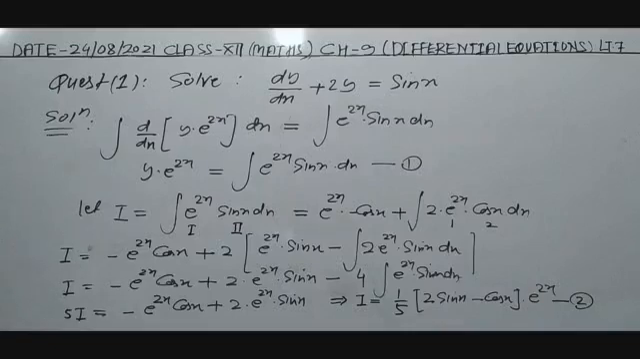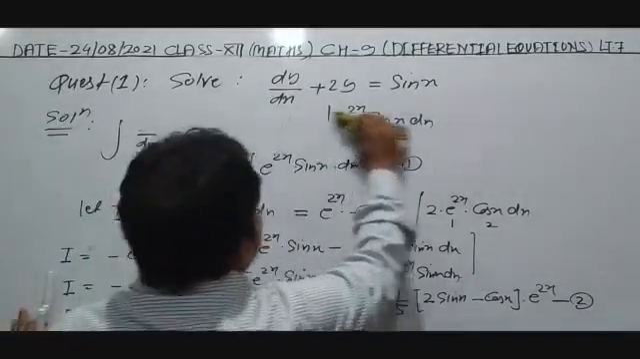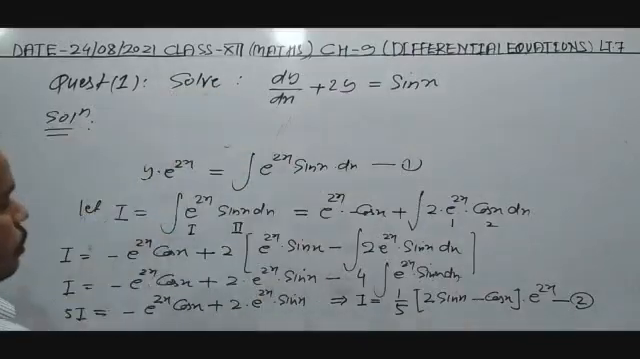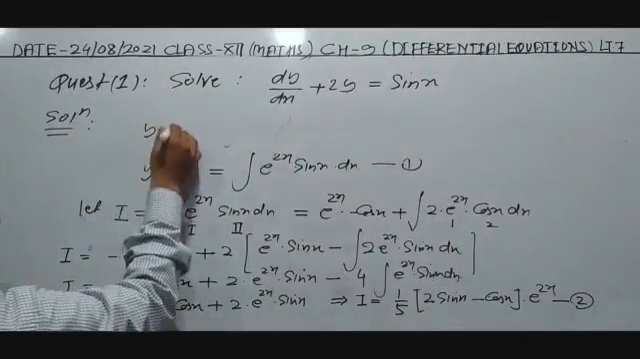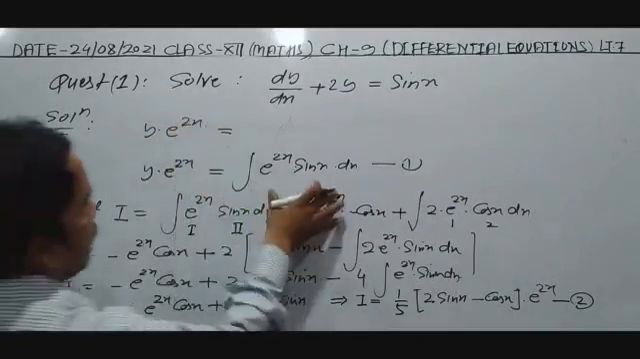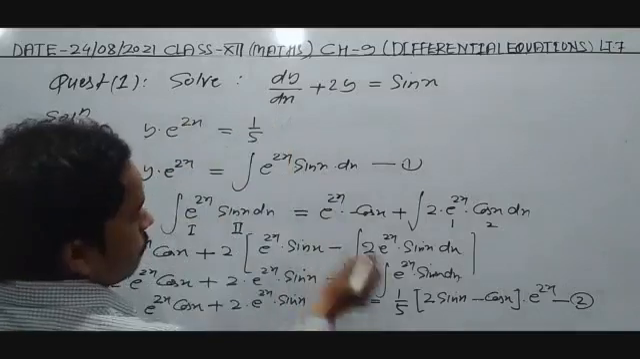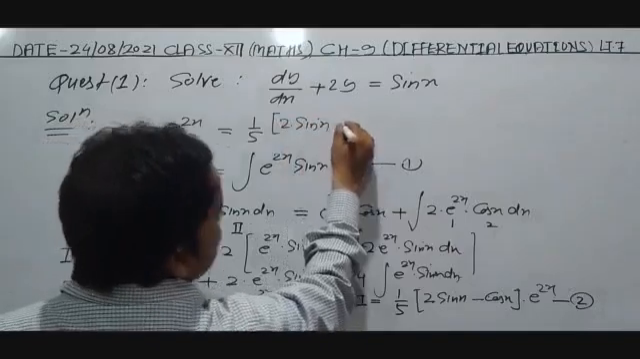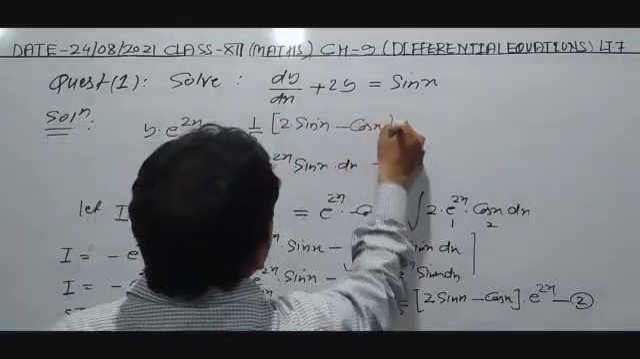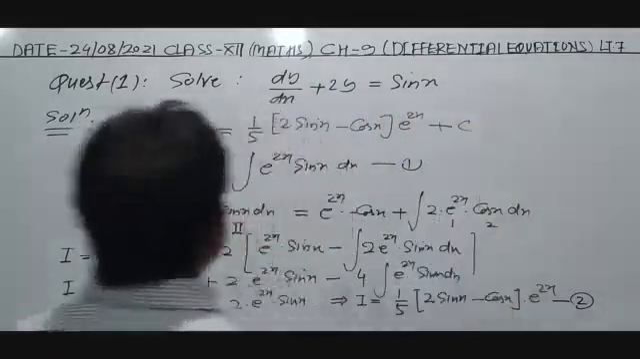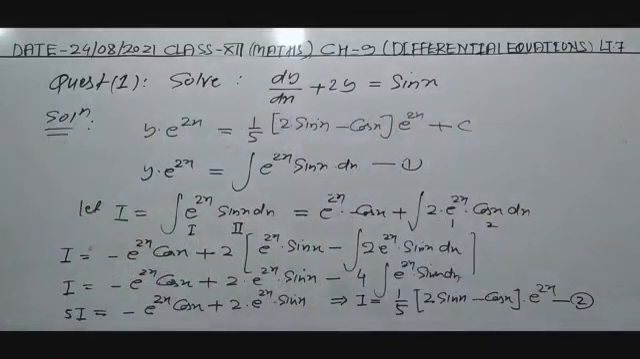Now see, we are going to put the value of 2 in equation 1. So equation 1 is this. So y times e to the power 2x is equal to, this is I, so the I value is 1 by 5 in bracket 2 times sin x minus cos x, e to the power 2x, and now plus c. c is the arbitrary constant of integration.